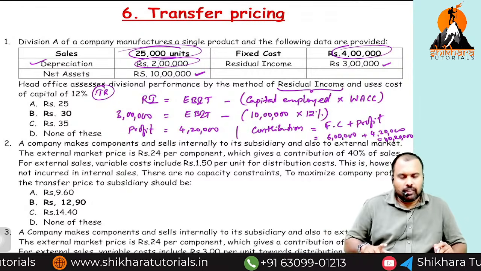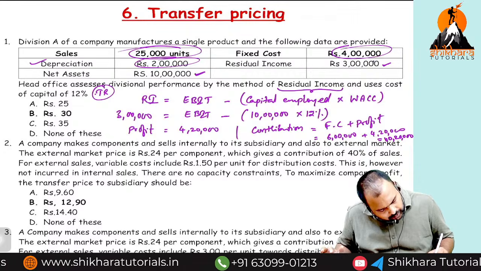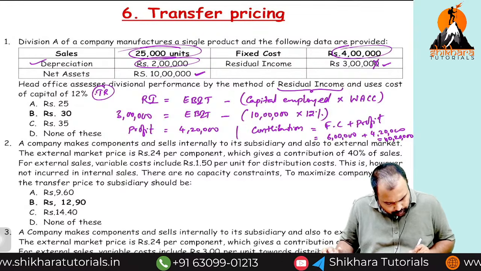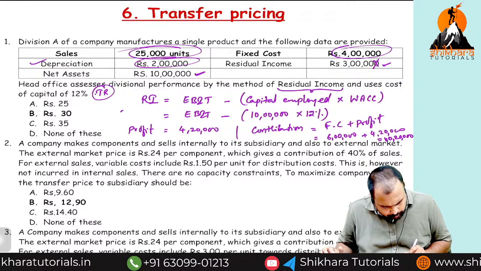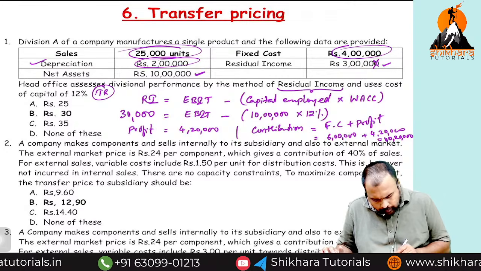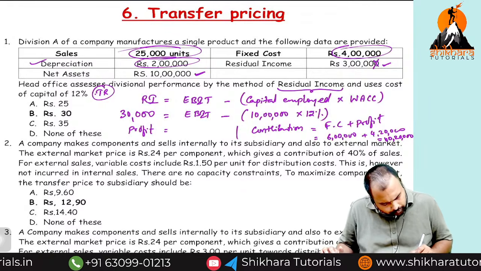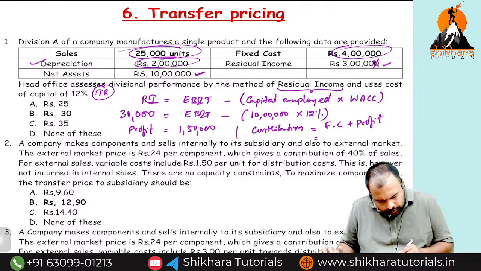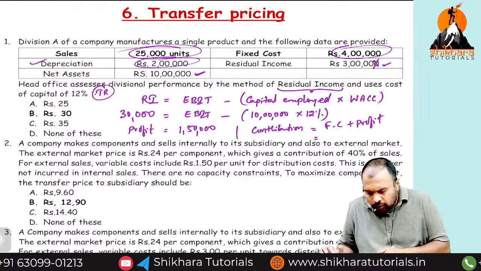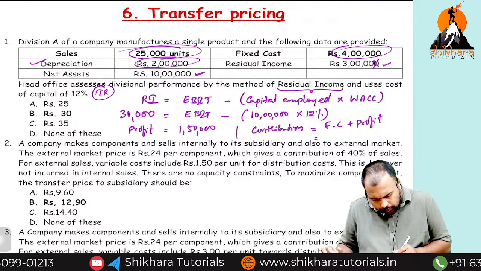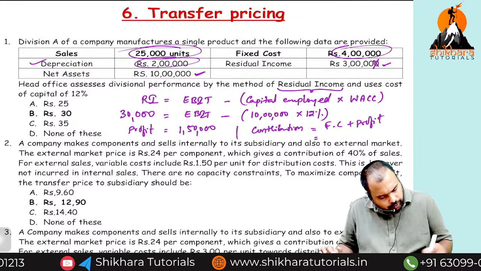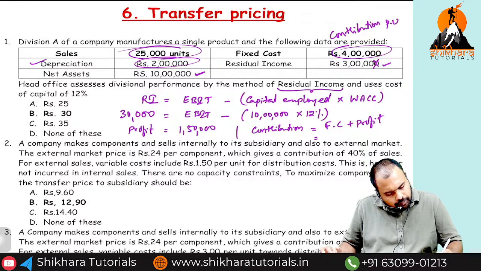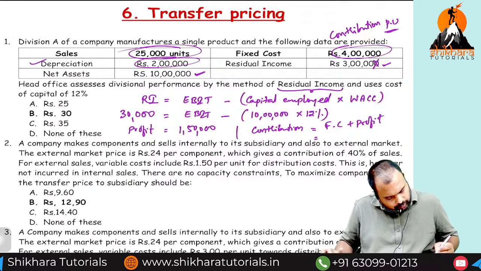Okay, so that was a printing mistake, sir. Residual income is not 3 lakh, it is 30,000. If residual income is 30,000, then the profit has to be 1,50,000. The question is also asking us for contribution per unit. That's the printing mistake. While copying the question, some data was missing.